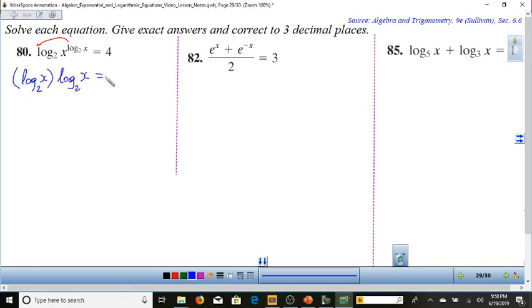And what you'll see here is that what we have is log base 2 of x squared is equal to 4. So then we can solve this equation by taking the square root of both sides. Let me show every step here. So I do log base 2 of x squared, take the square root of that, and that's going to be the square root of 4.